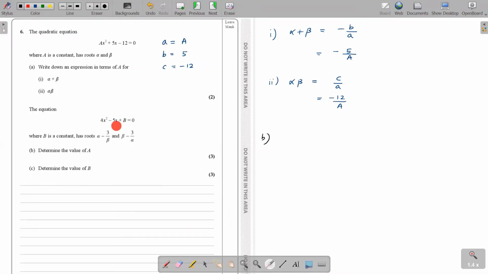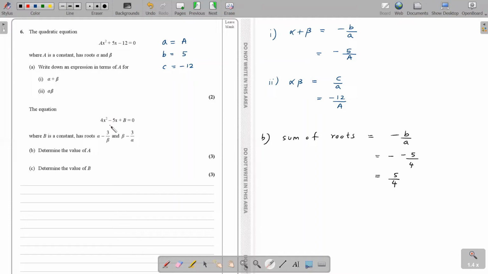You need to realize here that with this equation, what's the sum of roots? The sum of roots is going to be what? Can you tell me the minus b over a value here? According to this equation, who is minus b over a? Minus b value is minus 5, right? A value is 4. So your sum of roots is 5 over 4. Do you agree with me?